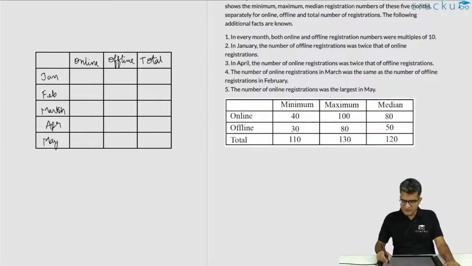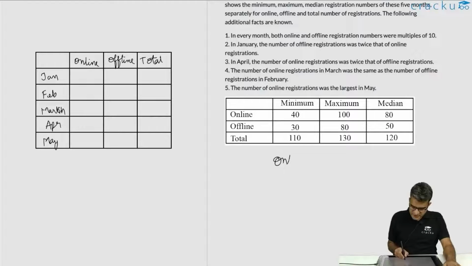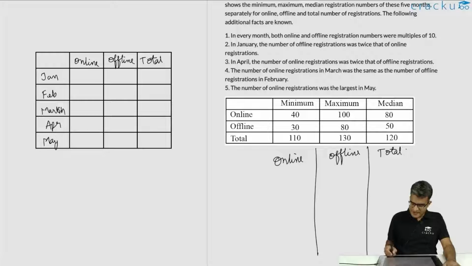What do we know about online and offline registrations? Across the months, we are not given the mean, we are given the minimum, maximum and median of online, offline and total. For online, the minimum is 40, so we have 40 over here. The maximum is 100, so we have 100 over here. And we have median, which is 80, so 80 will be here. So of the remaining 2 months, one will lie between 40 and 80, and the other one will lie between 80 and 100, so it will be 80, 90 or 100.